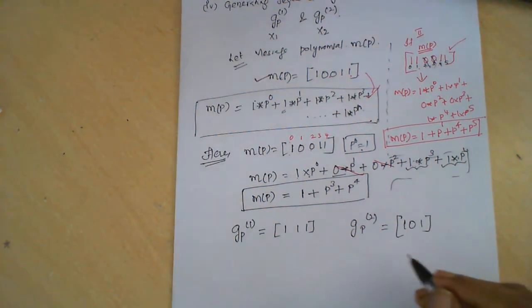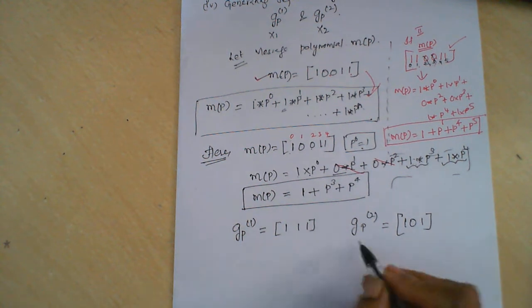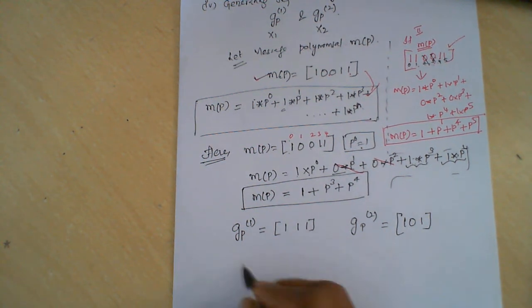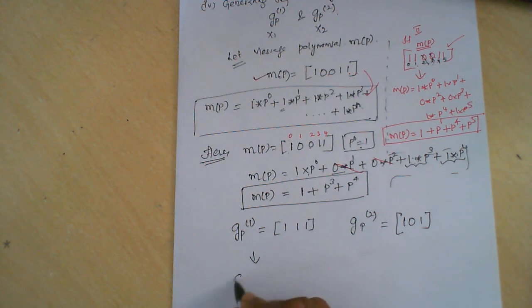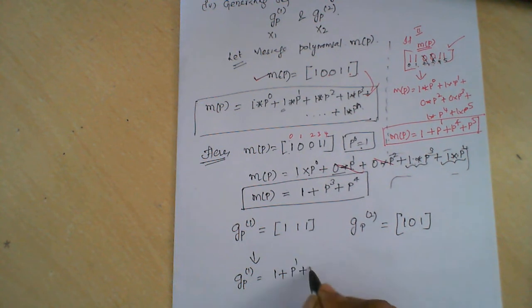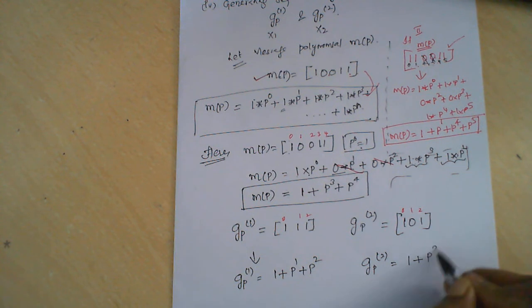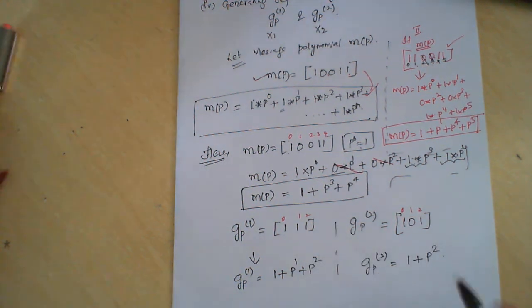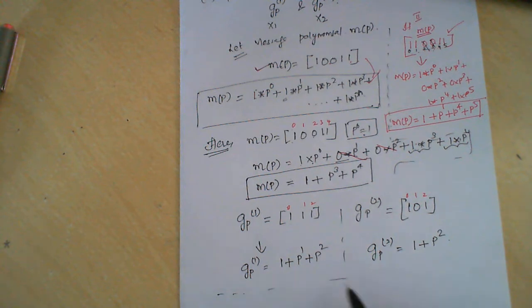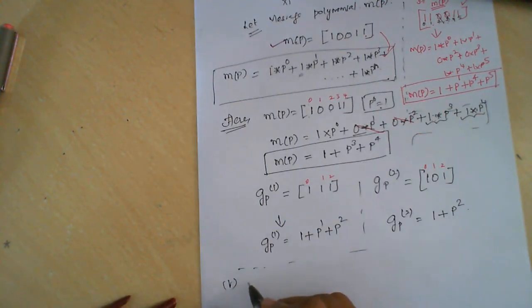So you can write the polynomial sequence as GP of 1 is nothing but 1 plus p power 1 plus p power 2, that is, the terms 0, 1 and 2. And GP of 2 is nothing but 1 plus p power 2. So this is what you obtain. For this, you need to identify the last term, which is your output sequence.